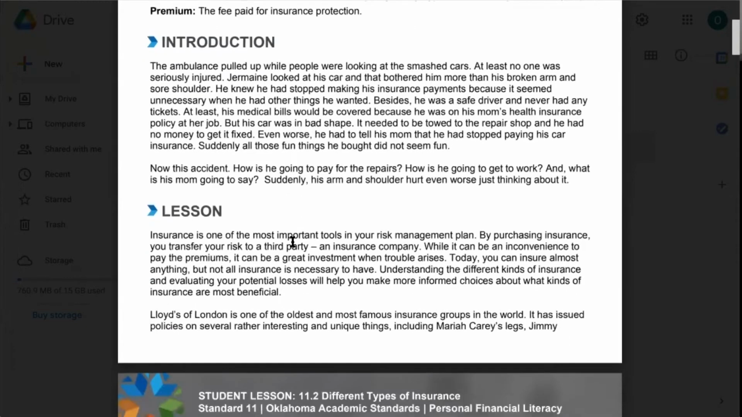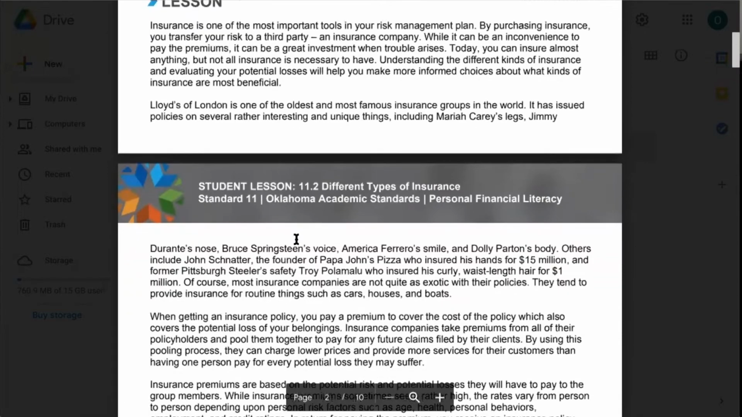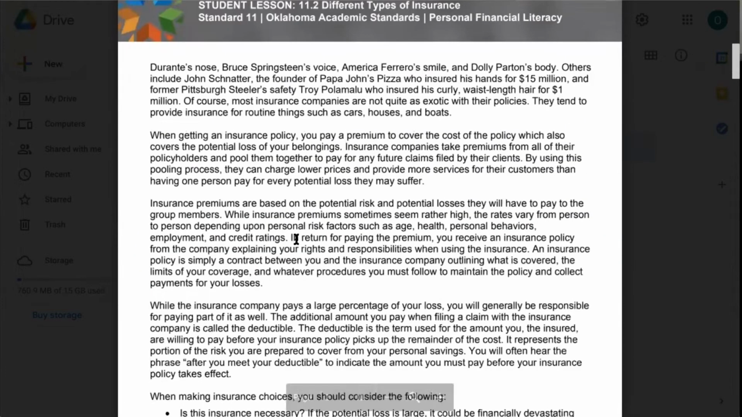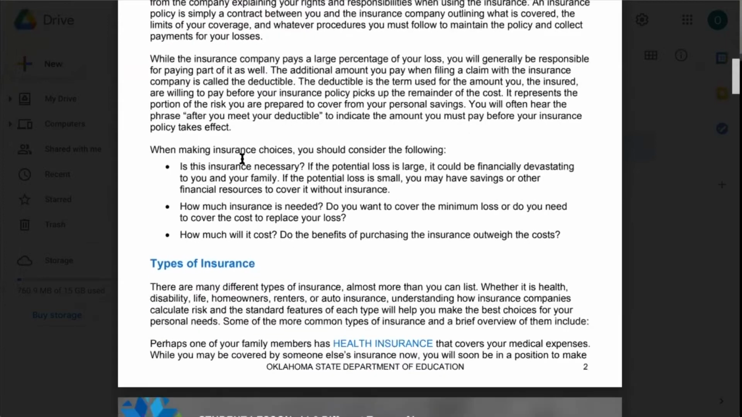So we have our introduction, and then we go into our lesson saying that insurance is one of the most important tools in your risk management plan. It's really important that insurance plays a role in your financial literacy plan. So then we look at when making insurance choices, you should consider the following.